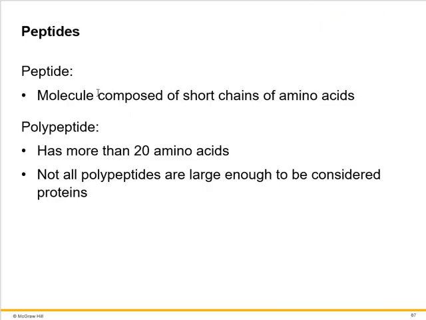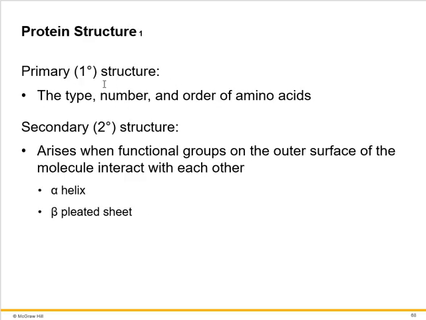So a peptide, when we say peptide, we're talking about a short chain of amino acids. A polypeptide generally has more than 20. Actually, a short polypeptide chain, a small polypeptide would be about 20. And then larger polypeptides, what we would consider a protein, would be probably 100 amino acids. So not all polypeptides are large enough to be considered proteins. And the protein structure, when you just have the type, the number, and the order of the amino acids, that's called the primary structure.